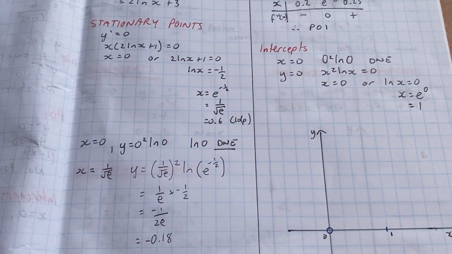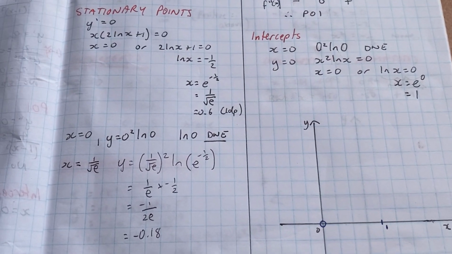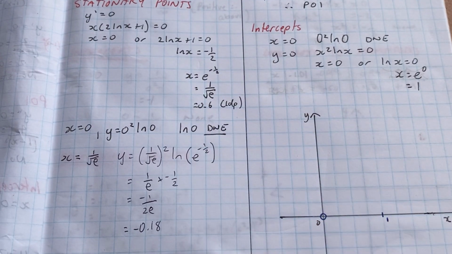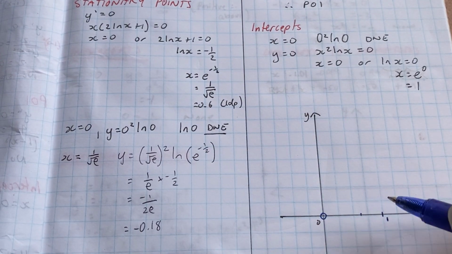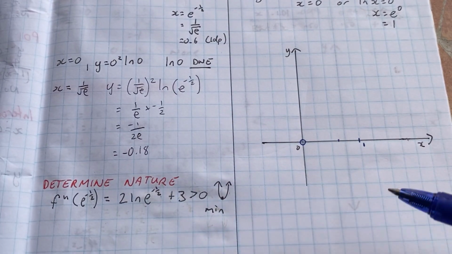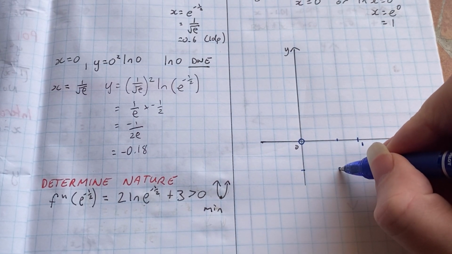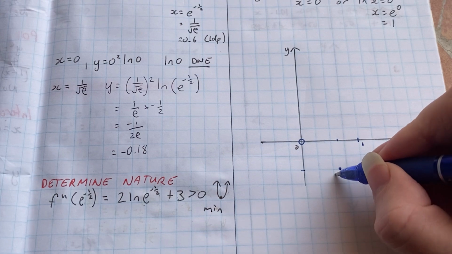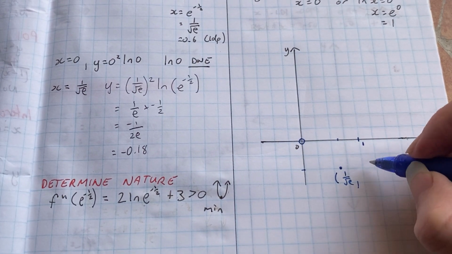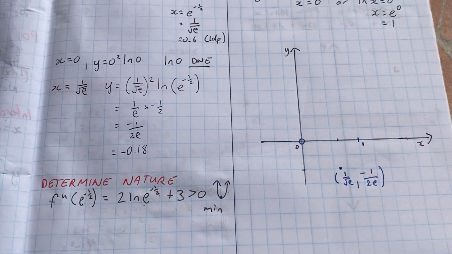Okay, we had a minimum turning point when x equals about 0.6-ish, so about there-ish. And the y coordinate for that was negative 0.18. I'm going to put that right down here. So I'm going to mark my minimum there. I'm just going to write the exact form there. So it's 1 over root e and negative 1 over 2e is my minimum.